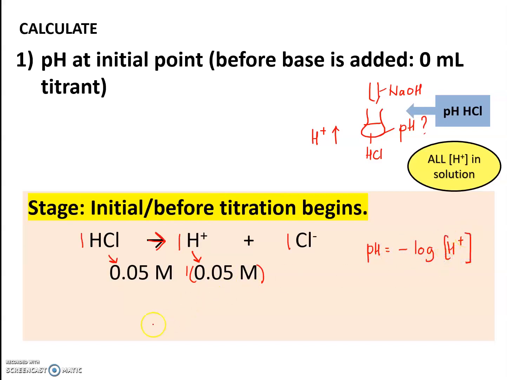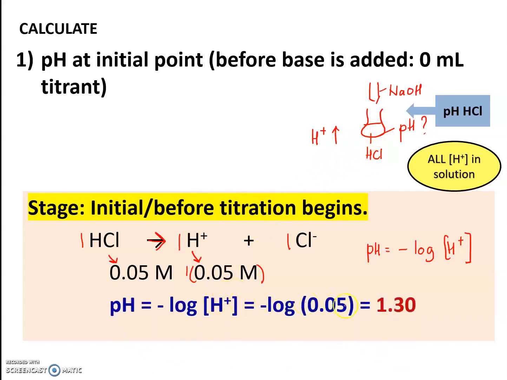So we find the concentration of H plus. Now everything in the flask is hydrochloric acid, all is acid. So negative log 0.05 is 1.3. Okay, so for every stage you have to know the concept of what is contained in the flask.